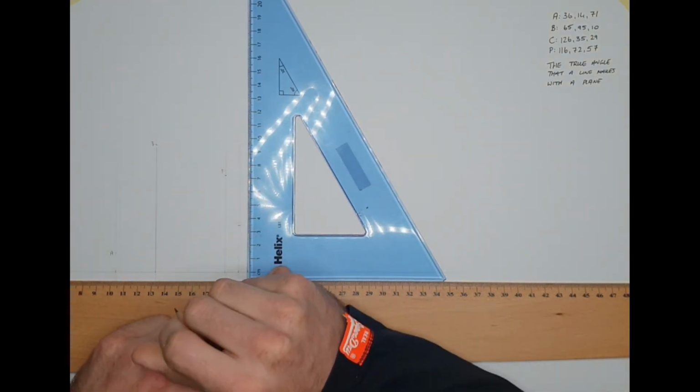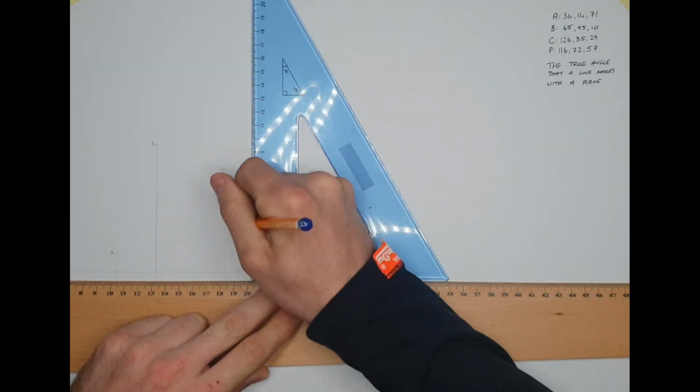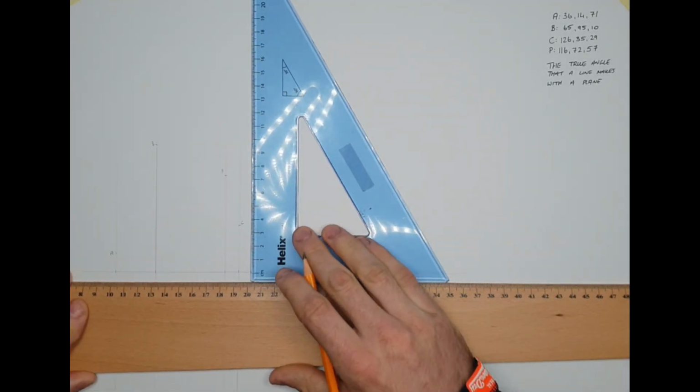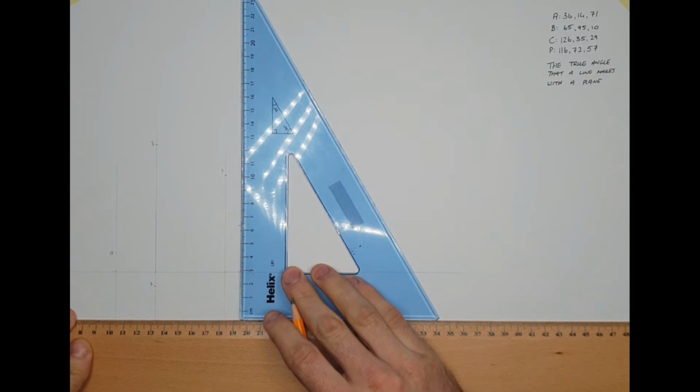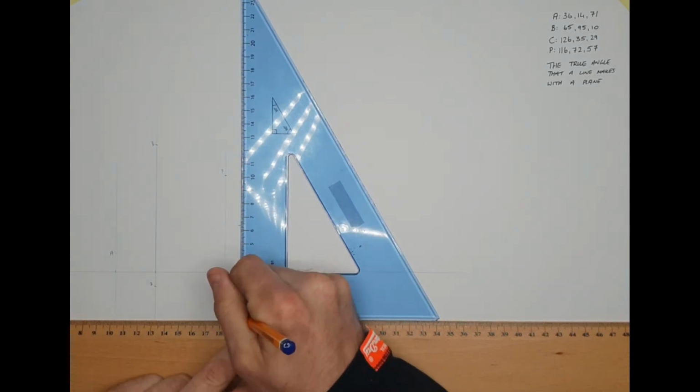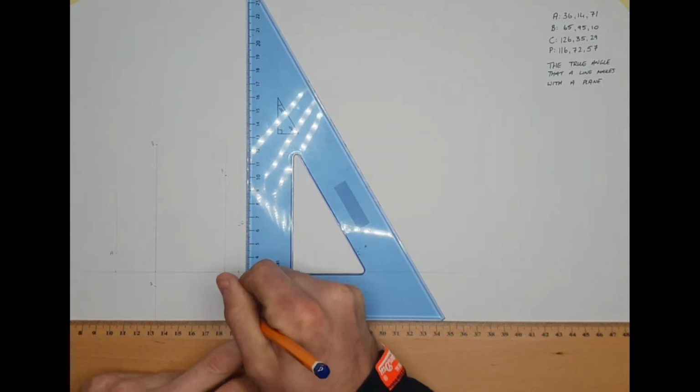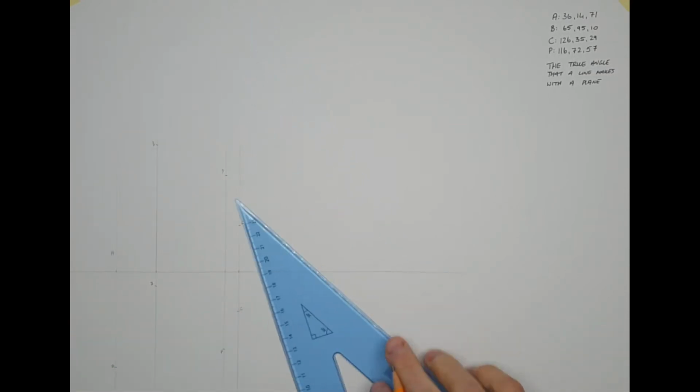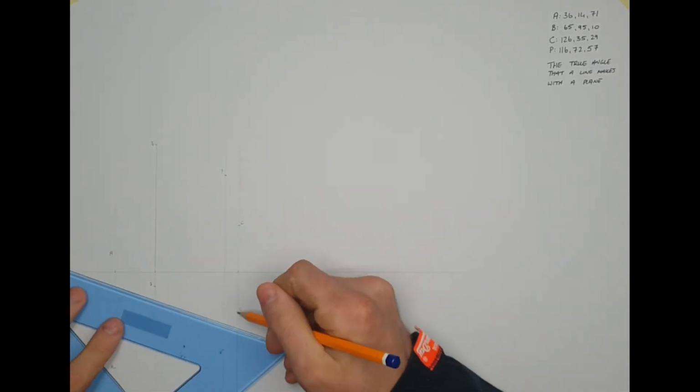And the final one there of 126 is up 35, is point C, and it is out 29. 29 for point C. So there we go, let's join the dots. A, B and C joining up.